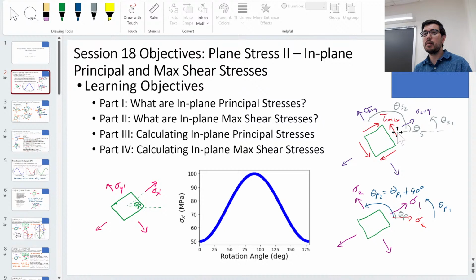Which one are they talking about when they say sigma 1 and 2? Those are the principal stresses, right? So those are the principal stresses. Oh, and which one is the principal and the y? Which one's the principal and the x?